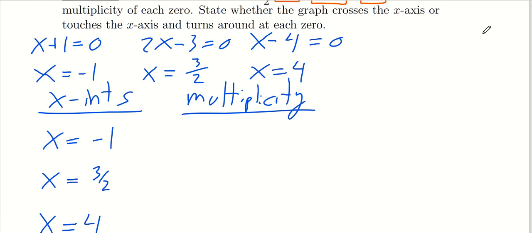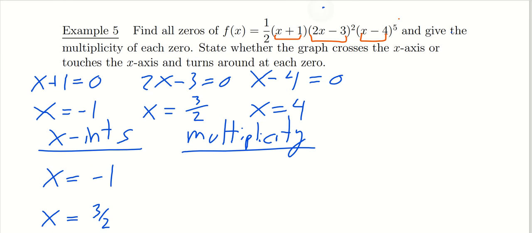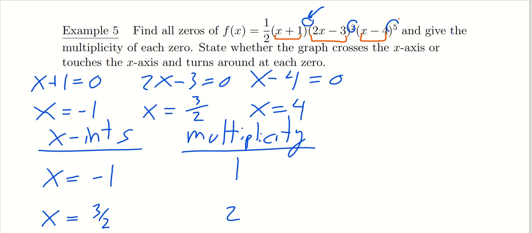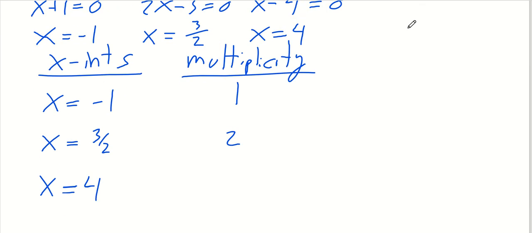For the intercept x equals negative 1, that came from this factor right here. There's no exponent explicitly stated, so we know that it's going to be to the first power. The 0, x equals 3/2, came from this factor, which is raised to the second power, so it has a multiplicity of 2. And then the 0 or intercept x equals 4 came from this last factor, which had a power of 5. So it has a multiplicity of 5. So we have an odd one, an even, and an odd for these.